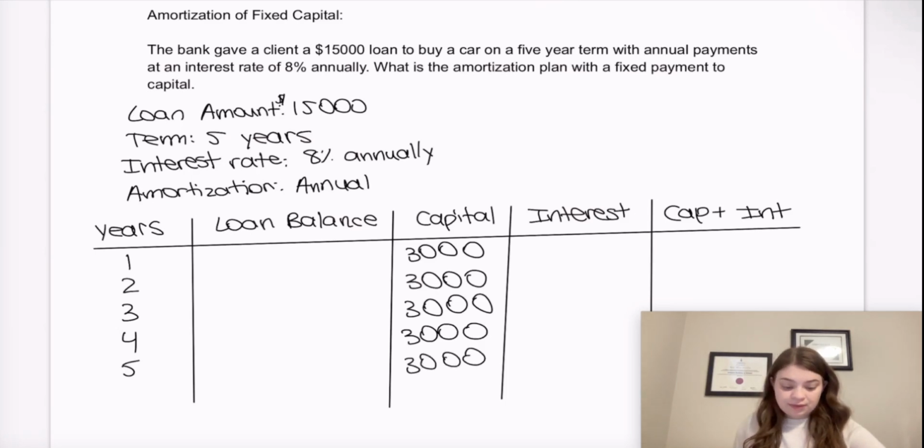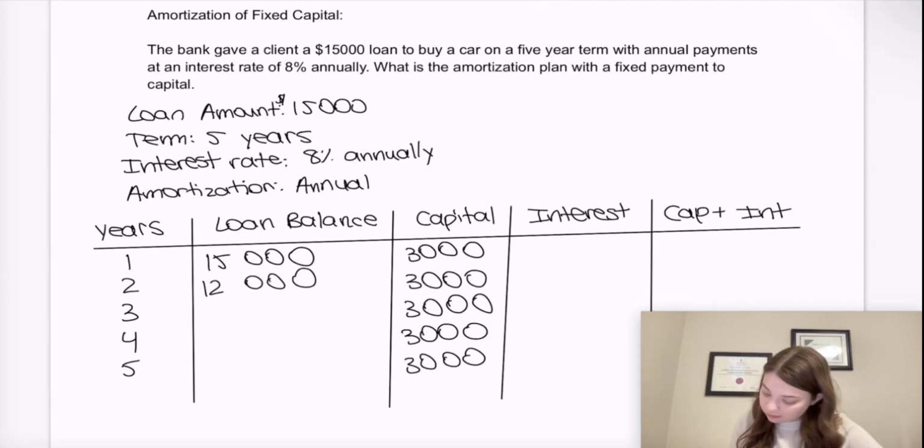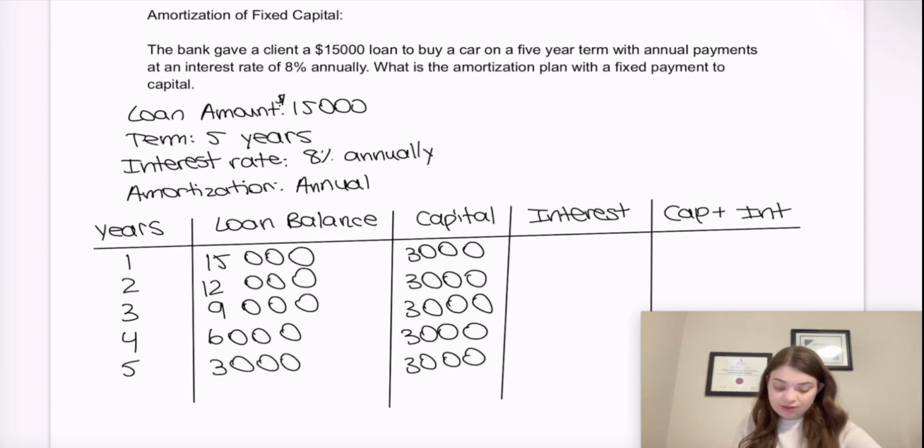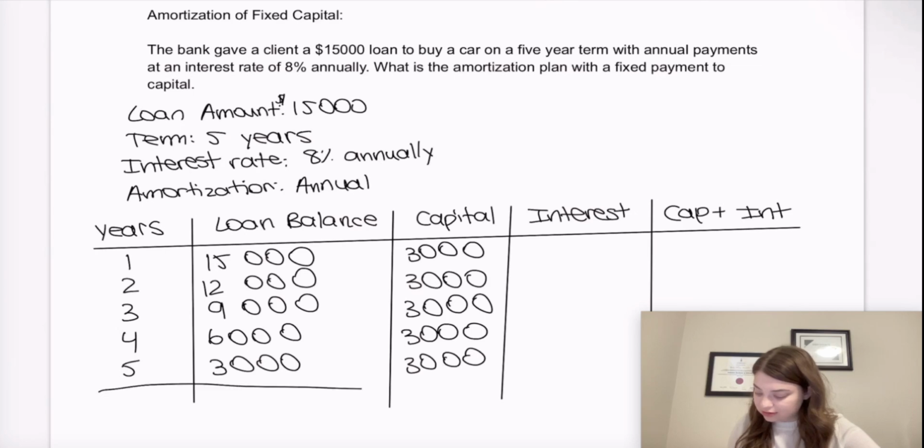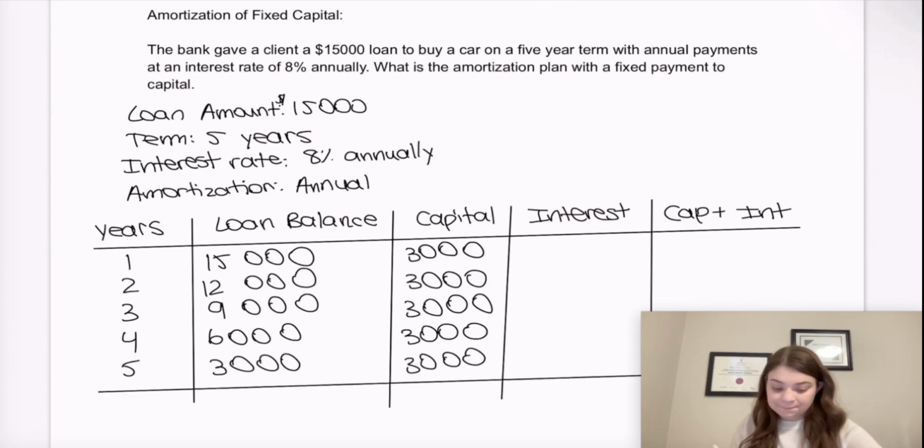So there we go. You also know that in year 1, the loan balance is $15,000. Then in the second year, since we've already paid off $3,000, we only have a $12,000 balance. Then we have a 3 less than that is 9,000. 3 less than that is 6,000. And then we have 3,000. And then after that, if we were to continue writing, we would have 0. I'm not going to continue, but we would have 0 after we make that last payment there.